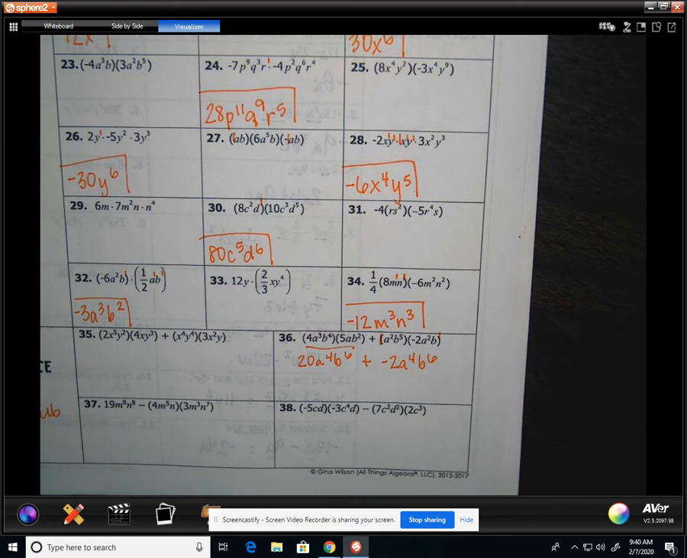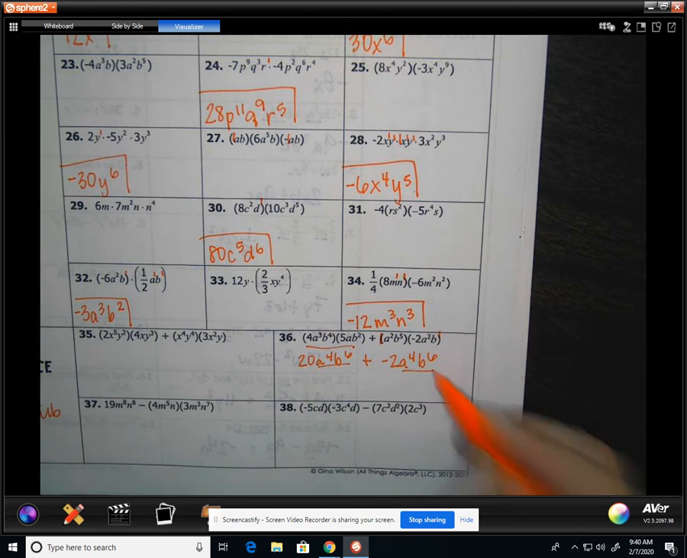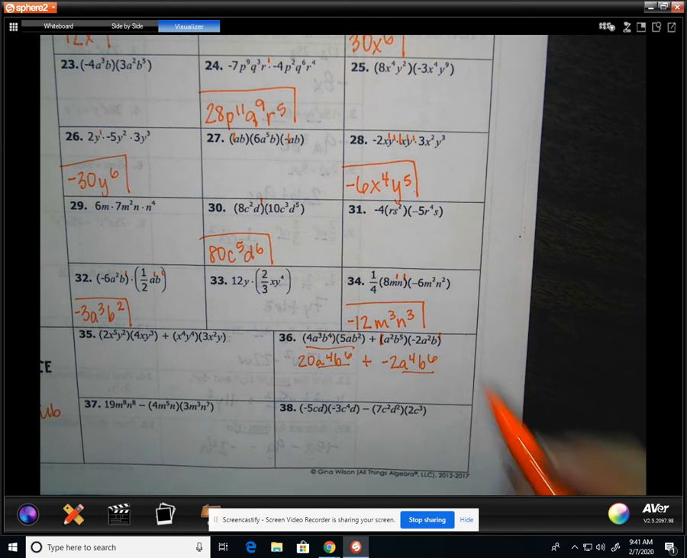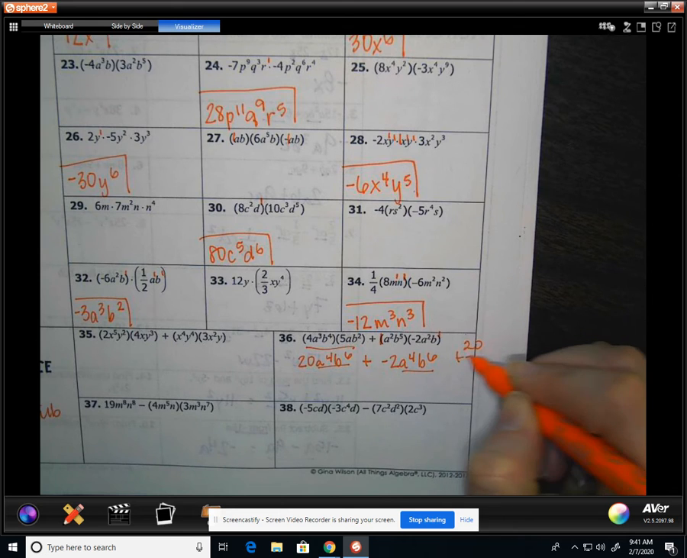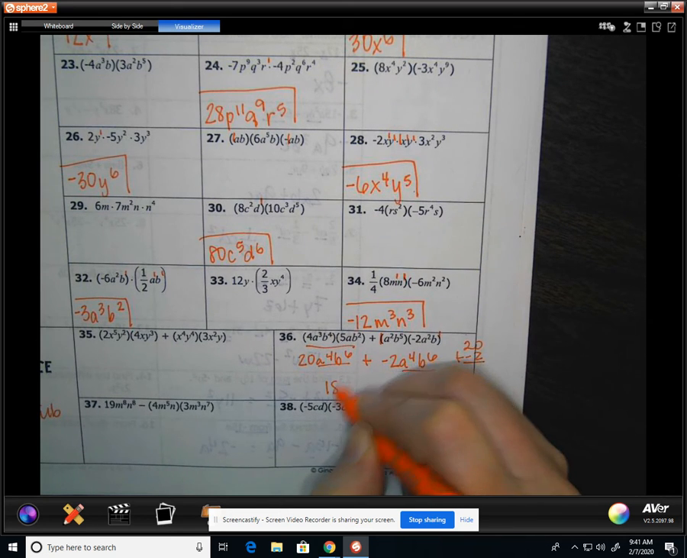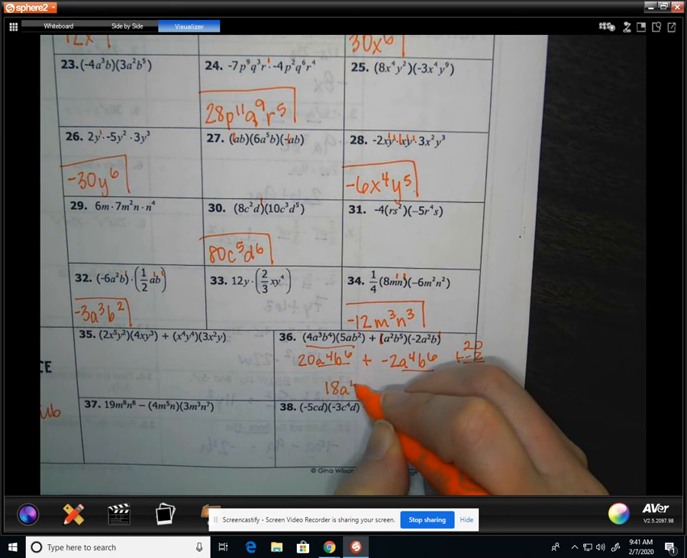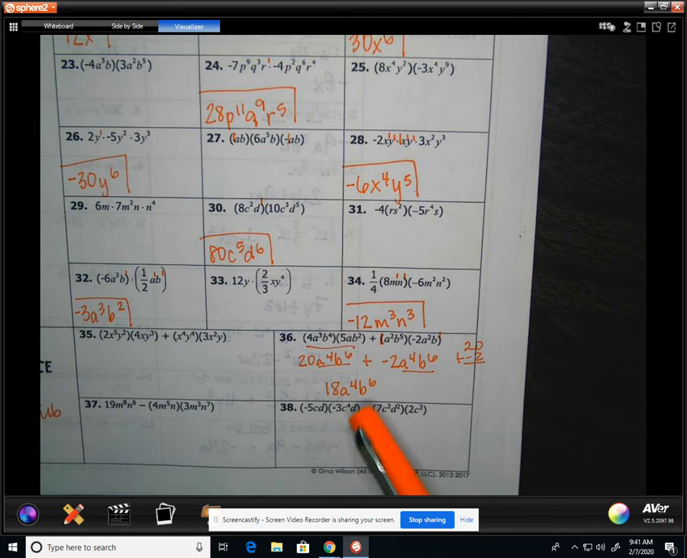Now, in order to add, you have to have the exact same exponent. So a^4 b^6, a^4 b^6, they are the same. So you're just going to do 20 plus -2. And 20 plus -2 is 18. So I have 18 a^4 b^6 because you do not change your letters when you're adding. Reference your notes from yesterday.